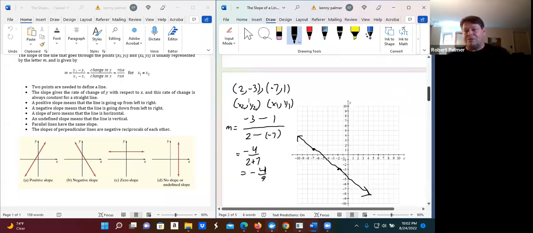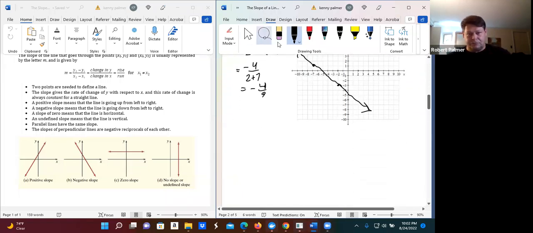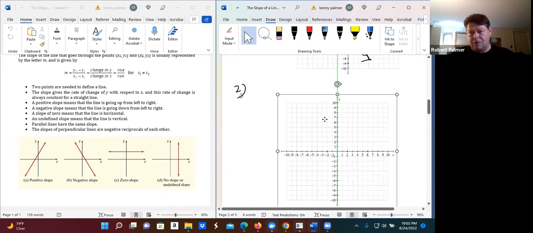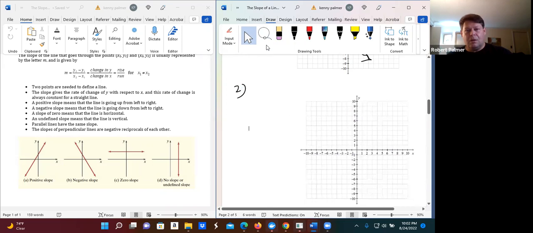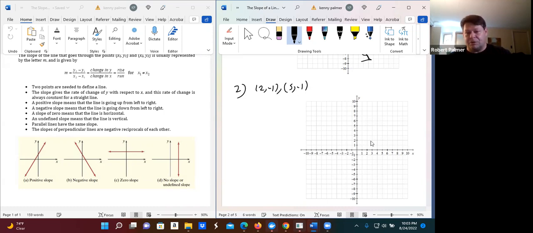Now let's take a look at a couple more examples. Number 2. And also I'm going to create another graph here. So let's say this time, for number 2, the two points I want to look at are (2, -1) and (5, -1). Okay, let's graph both of those.